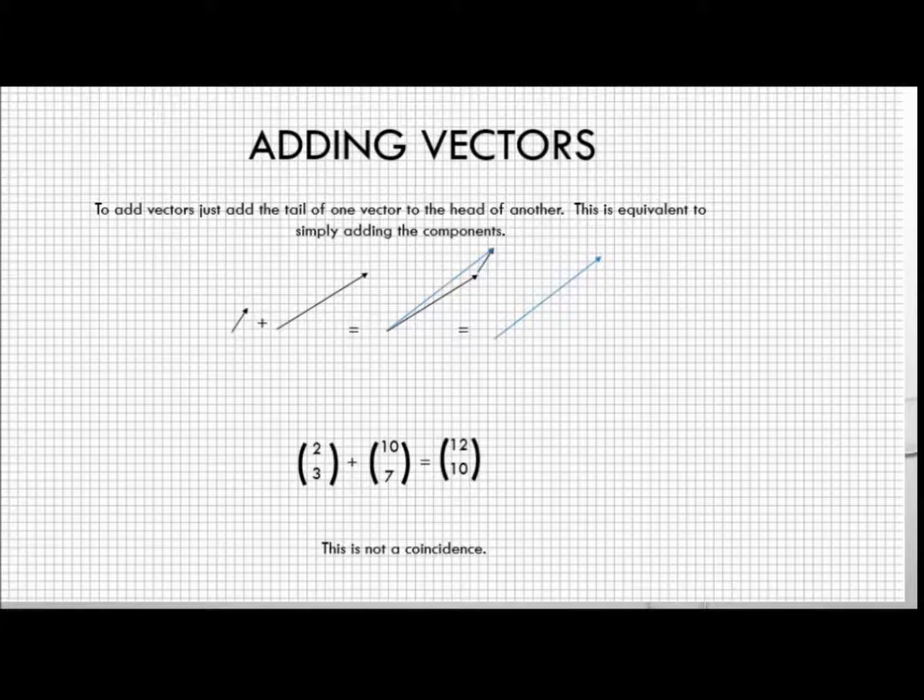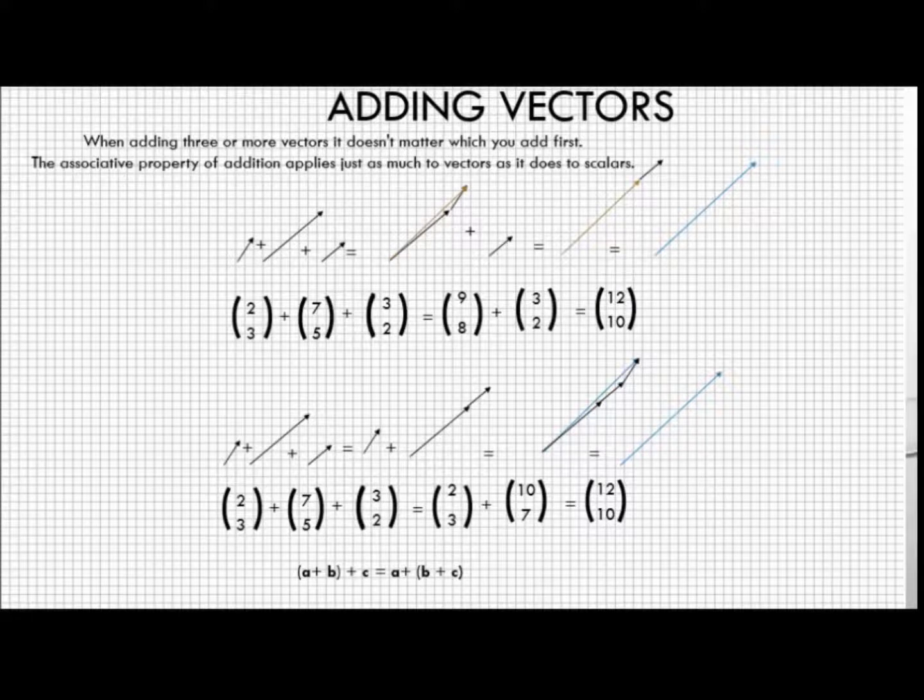This isn't actually a coincidence. When adding 3 or more vectors, it doesn't matter which you add first. The associative property of addition applies just as much to vectors as it does to scalars. So adding A and B first and then adding C is the same as adding A to the combination of B and C.